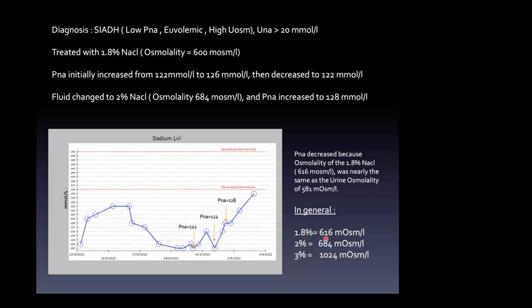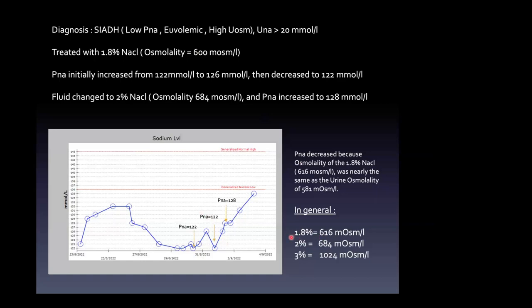You know that 1.8% has sodium of around 308 millimoles and around 308 of chloride. So it has a total osmolarity of around 616, whereas 3% has 512 of sodium and 512 of chloride, so it has an osmolarity of 1024. And 2% sodium chloride has an osmolarity of 684. As a general rule, when you are giving hypertonic saline for SIADH, you should give a fluid which has an osmolarity about 100 millimoles more than the urine osmolarity. If you give a fluid which has an osmolarity similar to their urine osmolarity, that will not correct their hyponatremia, okay?